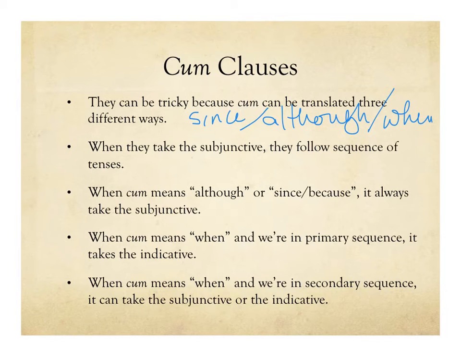Now, when they take the subjunctive, they follow sequence of tenses. So being able to figure out what's going on shouldn't be hard. And when cum means although or since or because, it will always take the subjunctive. So if you see a situation where it's although or since or because, you know you're going to have a subjunctive there. When it means when, and we're in primary sequence, it takes the indicative. And we'll talk about why in just a minute when we look at some examples. And when it means when, and we're in secondary sequence, it can take either the subjunctive or the indicative. Okay, so although, since: always the subjunctive following sequence of tenses. When in primary sequence, indicative. When in secondary sequence, either the subjunctive or the indicative.